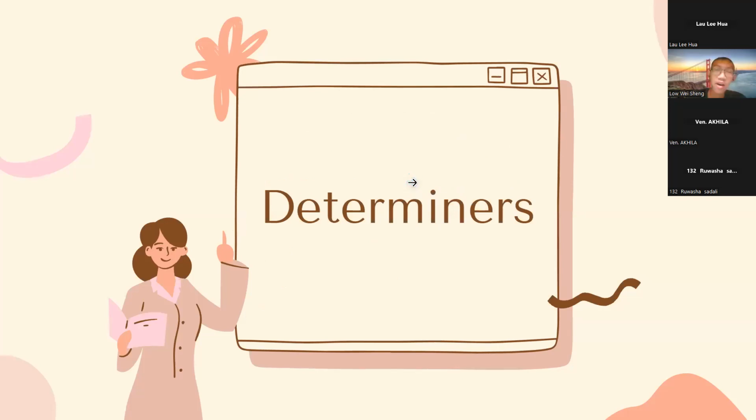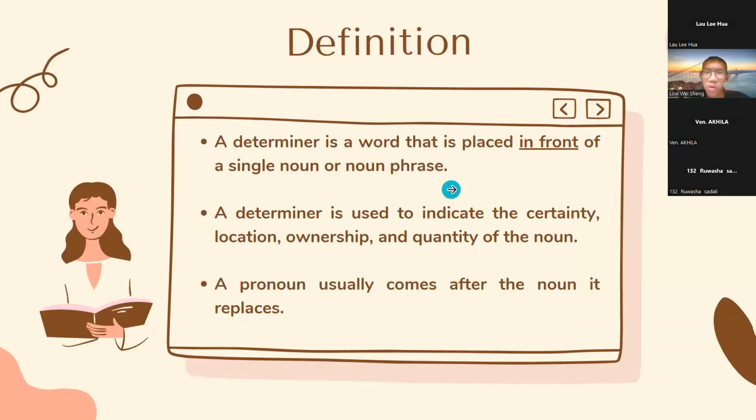Determiners are words like a, the, these, those. I'm sure you've heard of those words, right? So a determiner is a word that is placed in front of a single noun or noun phrase. A determiner is used to indicate certainty, location. So location, for example, these balls versus those balls. If we say these balls, you know that the balls are close. But if you say those balls, you know that the balls are far away.